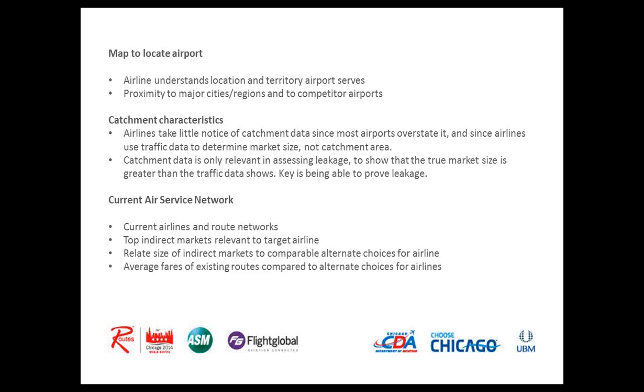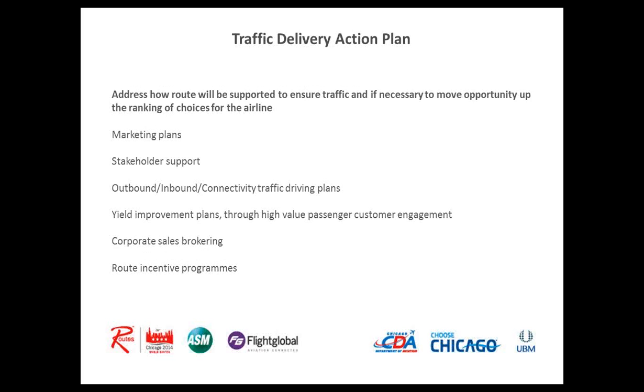And also, the airlines will want to know what service you currently have. So which airlines are flying to your airport now, which destinations they're serving, and what the top indirect markets are, specifically those relevant to the airline. And then try to relate the size of those indirect markets, again, to comparable alternative choices for the airline, as well as comparing the average fares to alternative choices for the airline.